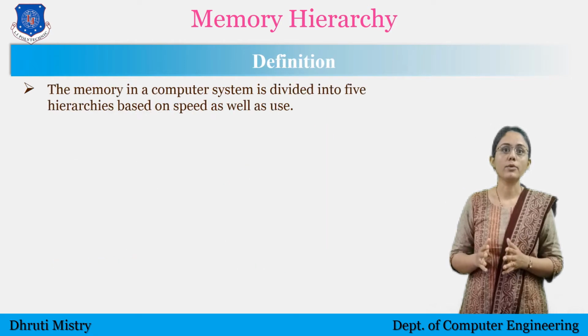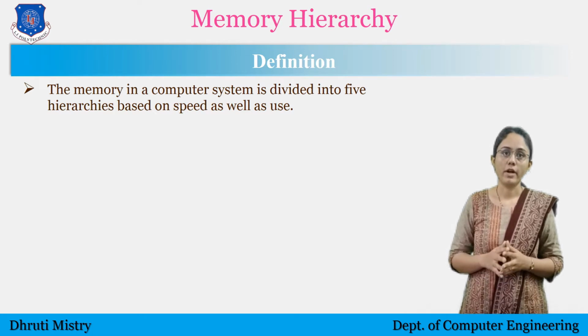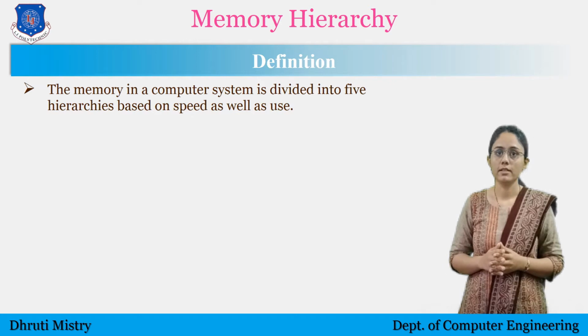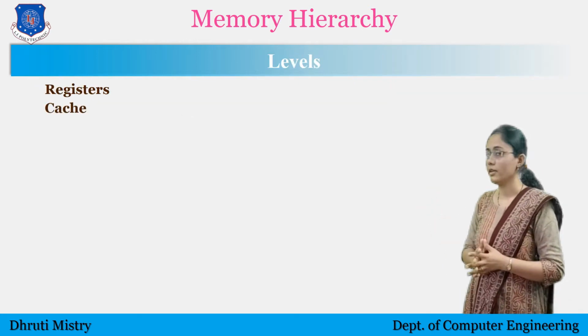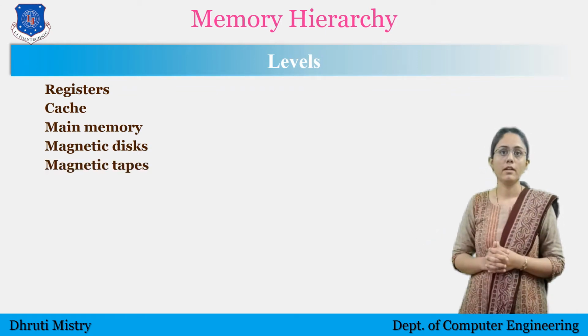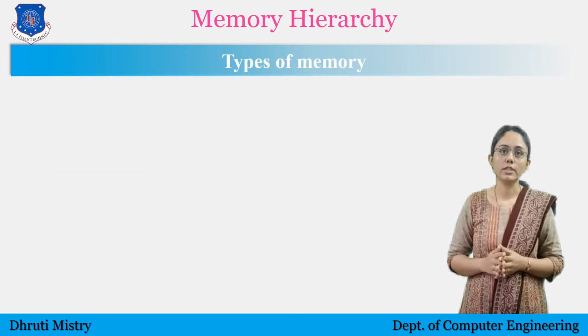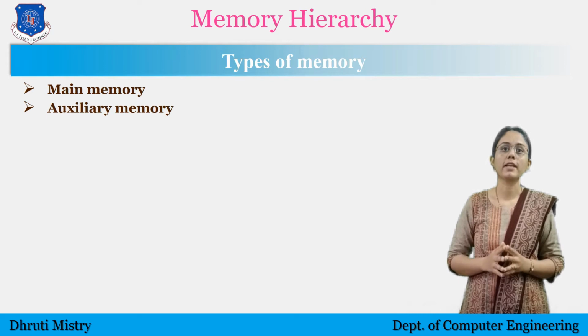The memory in a computer can be divided into 5 hierarchies based on the speed as well as use. The processor can move from one level to another based on its requirements. The 5 levels in the memory are registers, cache, main memory, magnetic disk and magnetic tapes. Now we will see how different types of memory are attached to the CPU using a diagram. A computer system contains various types of memory like main memory, auxiliary memory and cache memory.